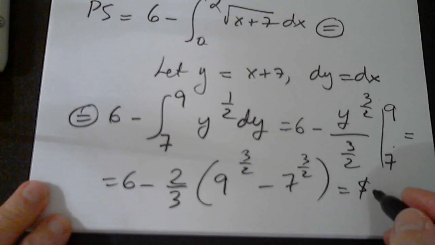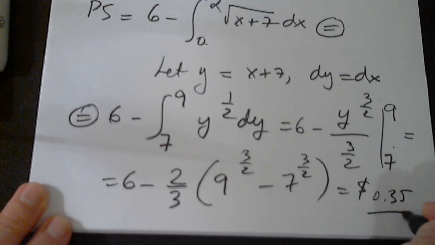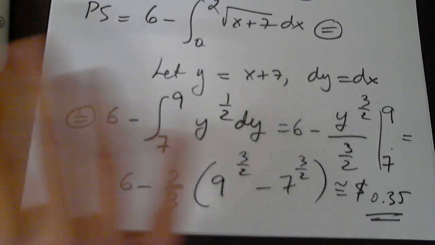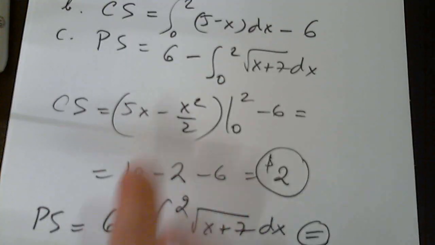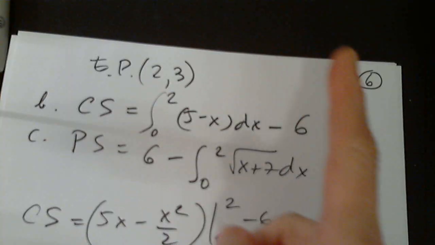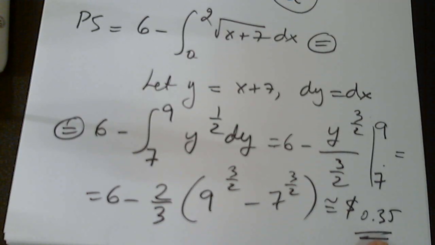So I got 35 cents, 0.35 approximately. So that is the consumer surplus. So every time, the producer surplus. So every time we purchase 2 units at the price of 3 per unit, in other words, we pay $6, the producer is getting really a little bit more out of us. It's getting an extra 0.35.